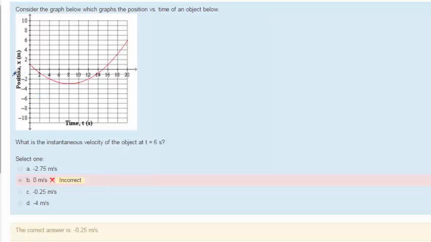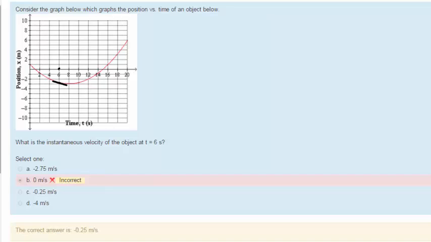this on the test. It's a position versus time graph, and it's asking for the instantaneous velocity. So we want to find the instantaneous velocity at 6 seconds. So we can look at where that shows up on the graph, and the idea is the slope of a tangent line, or a line that just barely touches the graph at one point. The slope of that line represents the velocity if we're looking at a position versus time graph.